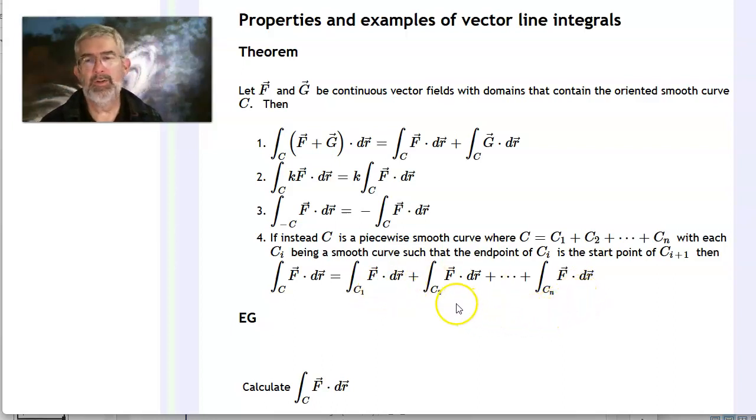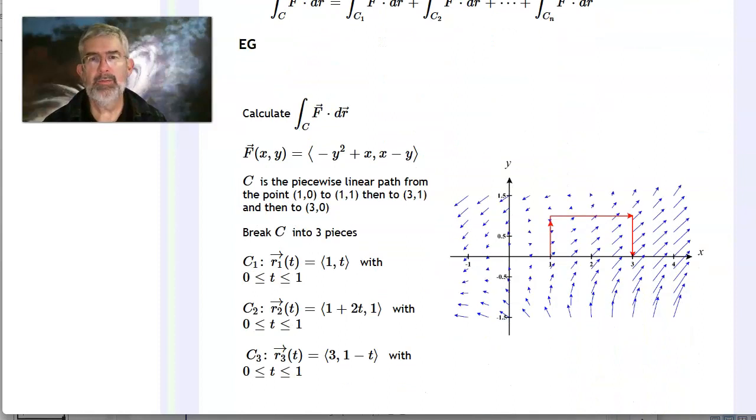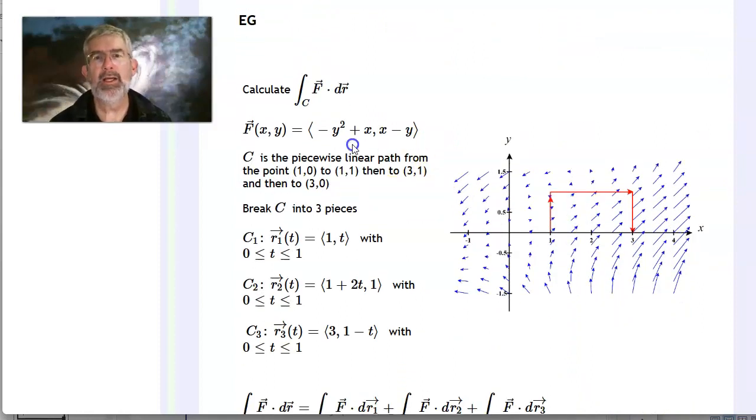Now I want to do an example of this fourth property, just to show you how that might work. So I'm going to calculate the integral of F dot dr over the curve C, where the vector field F of x, y has first component minus y squared plus x, and the y component would be x minus y.